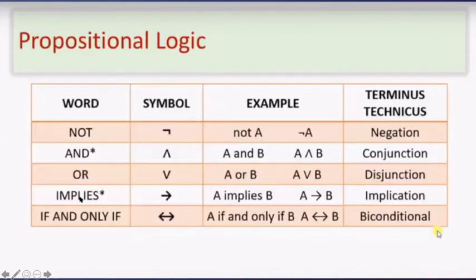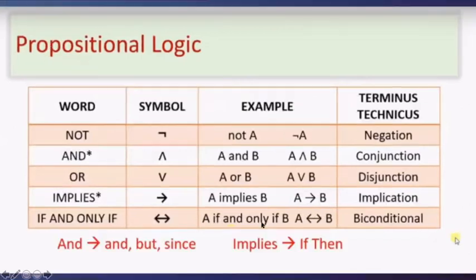We have another word, which is called implies: A implies B. This is how we can represent it, and this is called implication. The next one is if and only if. This is represented with the symbol: A if and only if B, or B if and only if A. Both sides it goes, that's why it is called biconditional or bi-implication. So this is implication, and this is biconditional or bi-implication.